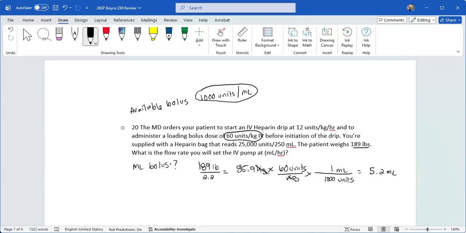I added an additional question to this without changing anything. Now, yes, please go ahead and do the infusion. Oh, yes, I will do the infusion. Sorry, Karen. I'm going to take that same patient weight, 85.9 kilograms, times 12 units per kilogram per hour this time.